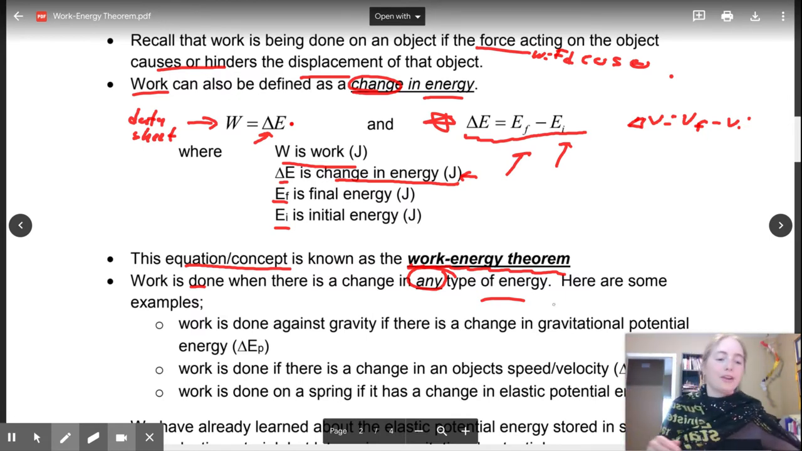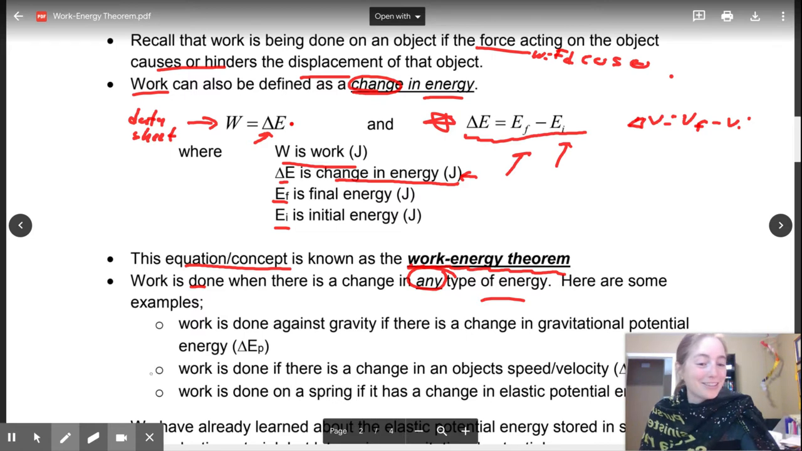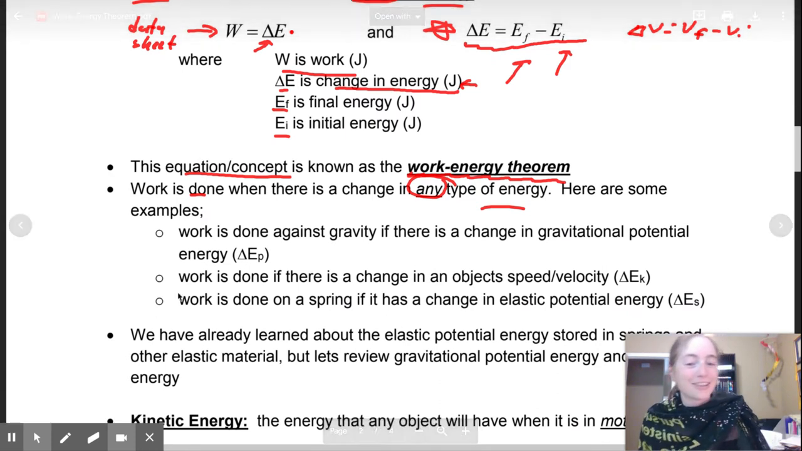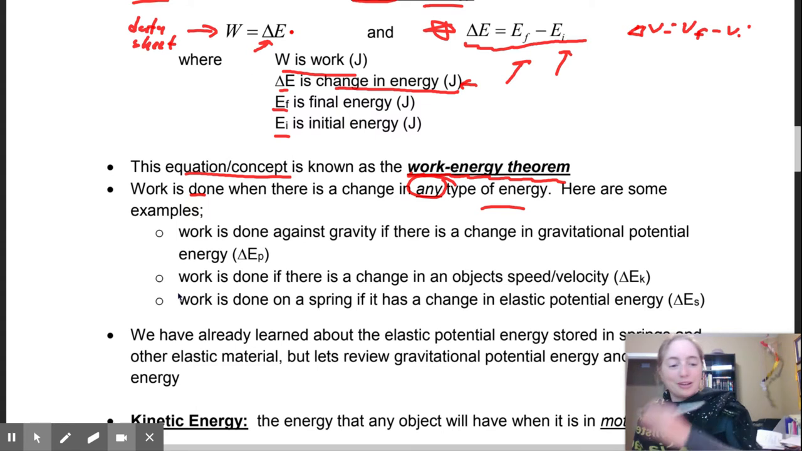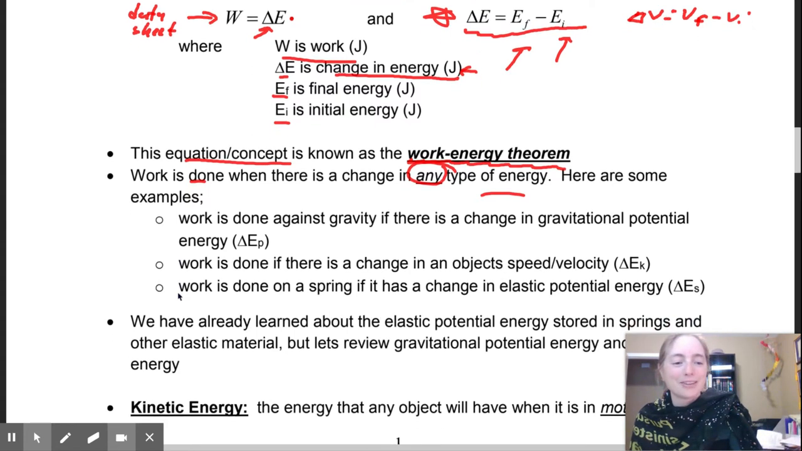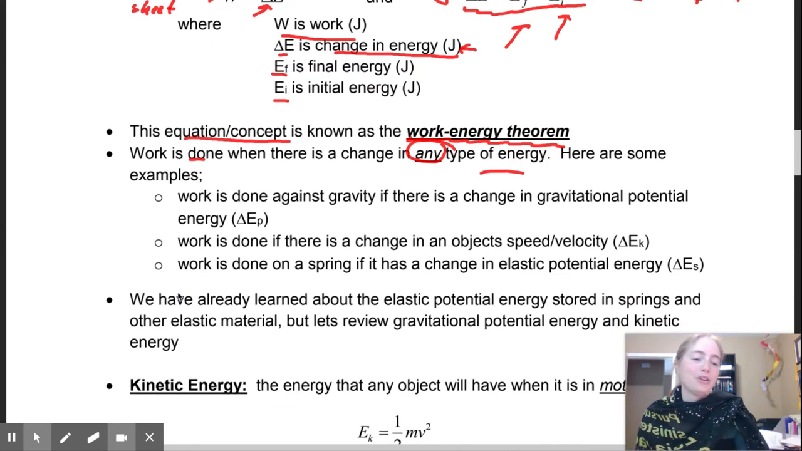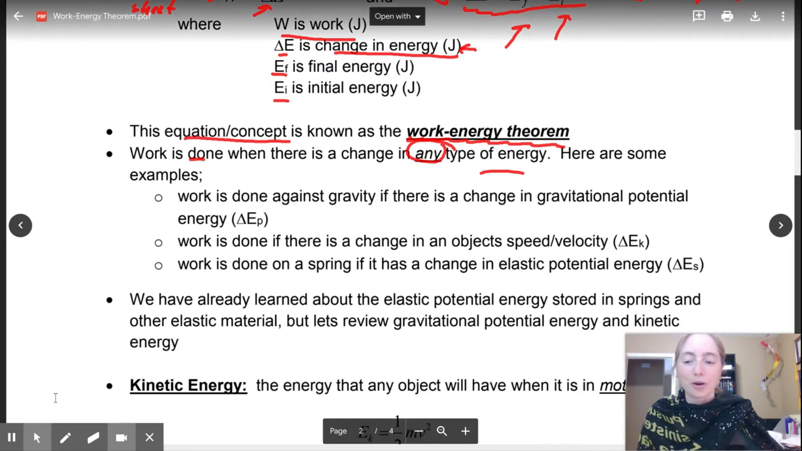We could be talking about speeding up an object. There's going to be an energy change there. We could be talking about slowing down an object. There's a change in kinetic energy there. We could be talking about burning something. We're going from stored energy to kinetic energy. So anytime there's a change in energy, you are going to be having work done. These are just some different examples.